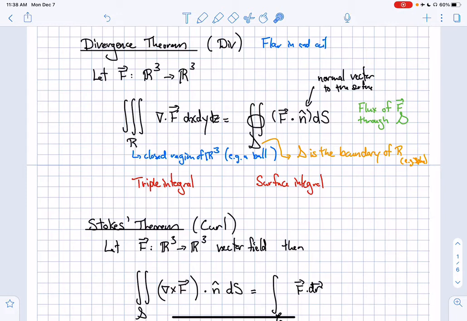What you're summing on the surface is the component of F which is in the same direction as the normal vector. So it's what flows out or in. This is the normal vector. You want to sum up on all the surface, and that surface is the boundary of that closed region. For a ball, that would be the sphere. And this actually has a name: it's called the flux of F through the surface.